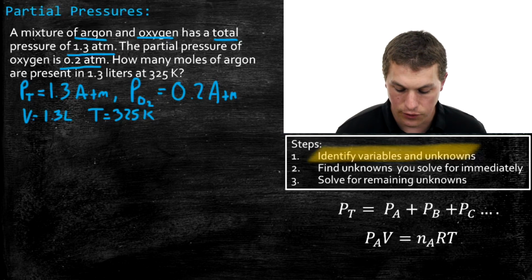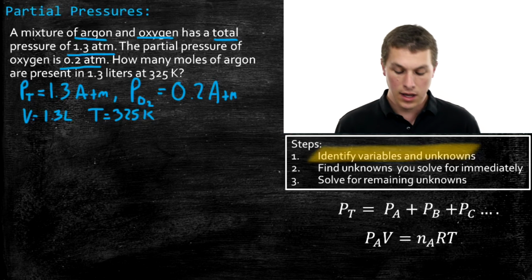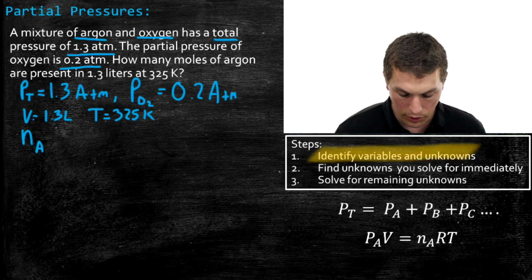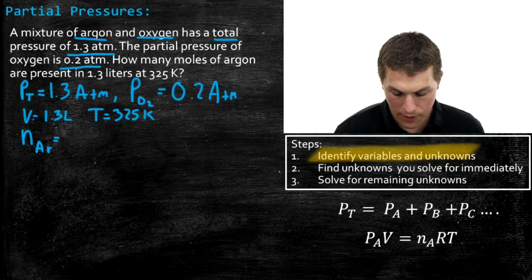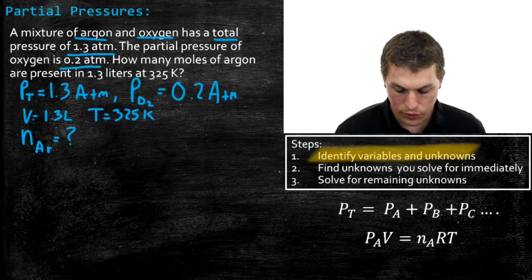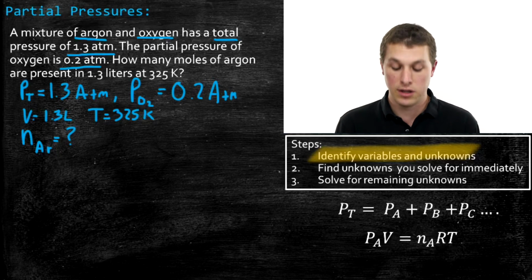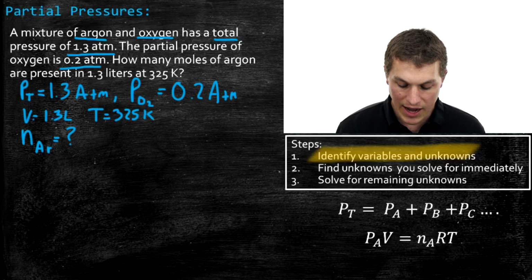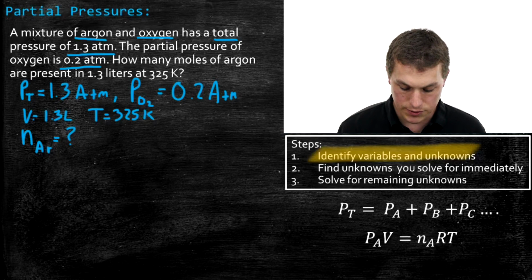And what we're asked for is the moles of argon. I'm going to go ahead and write that as n with a little Ar below it. And we don't know that. So all I've done is take what we've written in the problem and rewrite what we know and what we're looking for. And now we're going to take a look at our partial pressure equations.